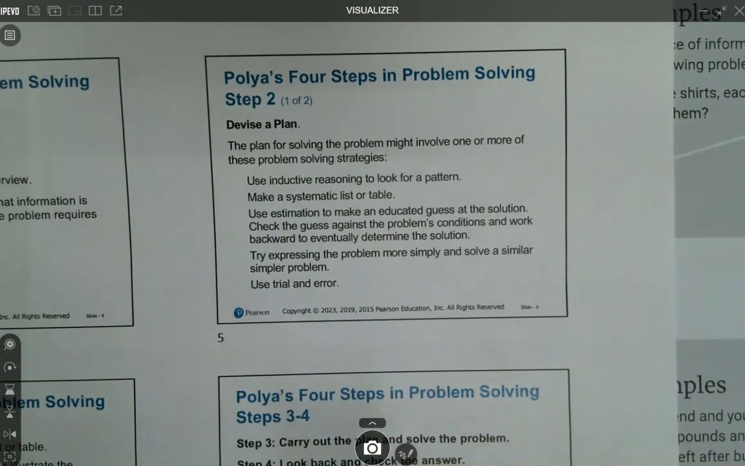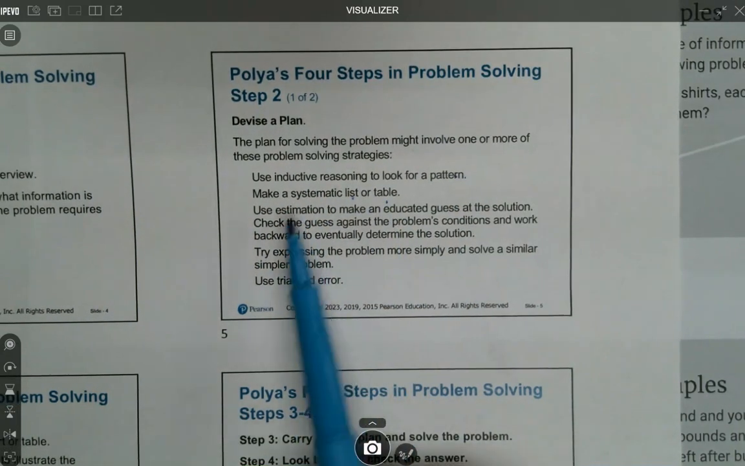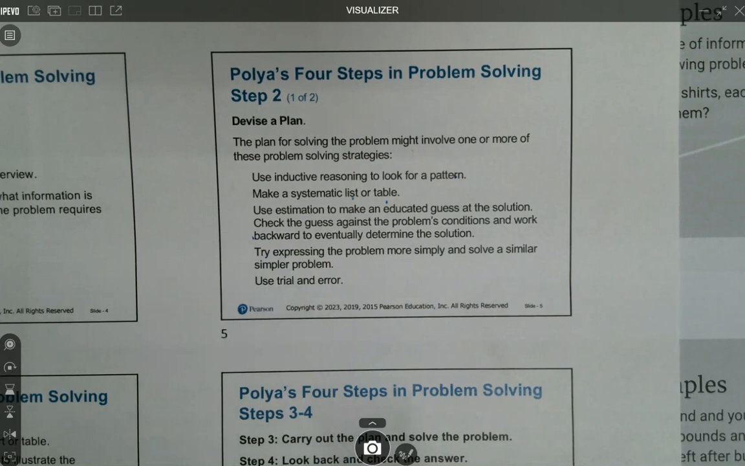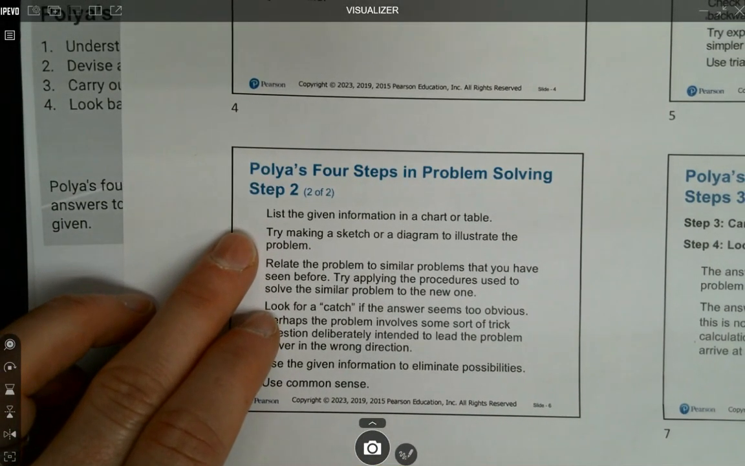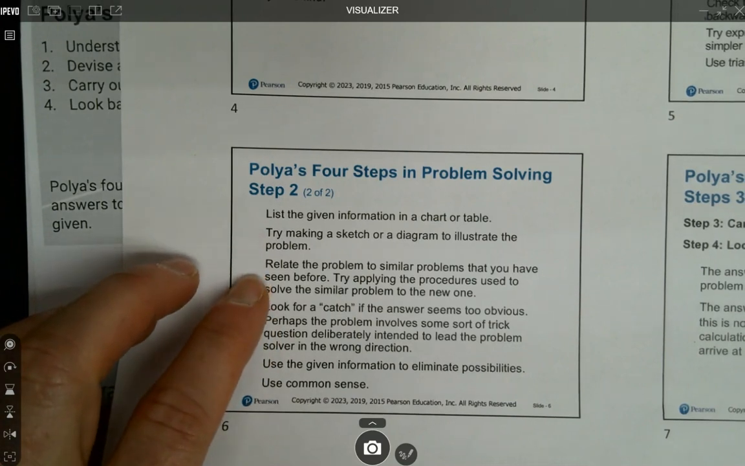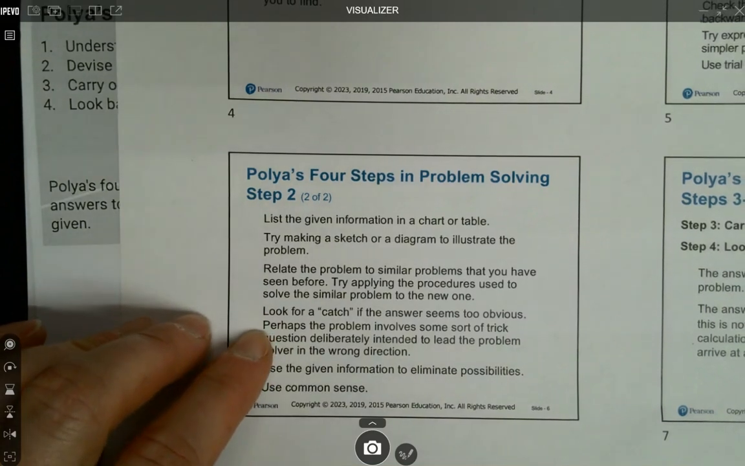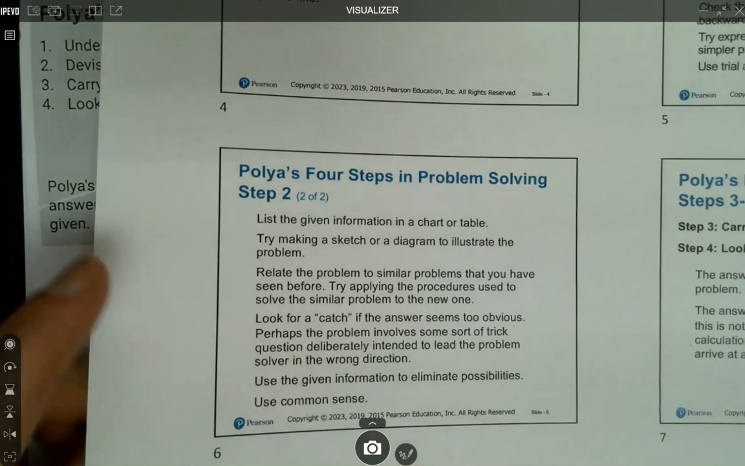Here are different ways that you can solve. Use a pattern, make a list or table, use some estimation, check guess and check, work backwards. Try expressing it as a simpler problem and solve the simple problem, or use trial and error. You can also list the given information in a chart or table, make a sketch or diagram, relate the problem to a similar problem, something that you've used before. Look for a catch if the answer seems too obvious. Usually that happens. Use the given information to limit possibilities or use common sense.